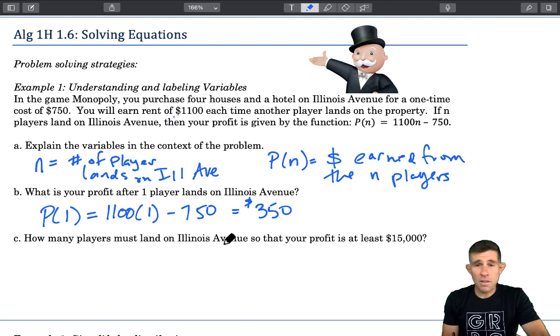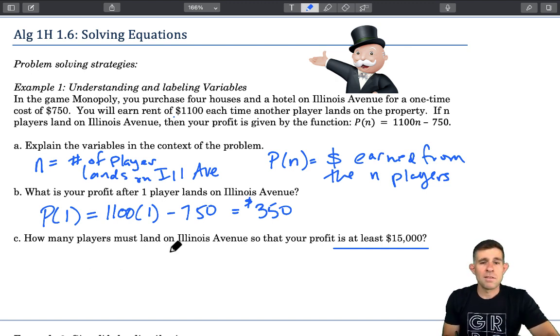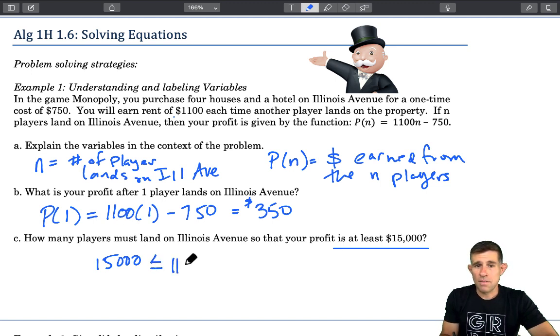How many players must land on Illinois Avenue so that your profit is at least $1,500? So now this is a different verb that we have to put in there, right? If you remember our verbs: equal sign, greater than, less than, and so on and so forth. We want our profit to be at least $1,500. So that is the minimum. Whoops, and I drew my inequality arrow the wrong way. So we want $1,500 to be less than or equal to the equation 1,100n minus 750.